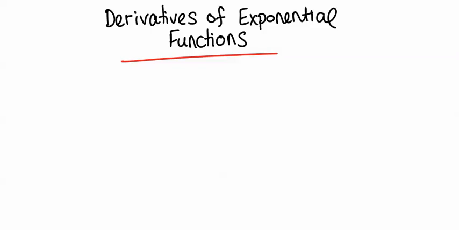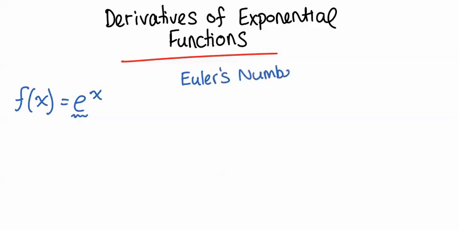So we started with this cool guy, f of x equals e to the x. We started with that exponential function. e is just this special number, Euler's number. It's a special irrational number, just like the number pi. It's a non-terminating decimal.